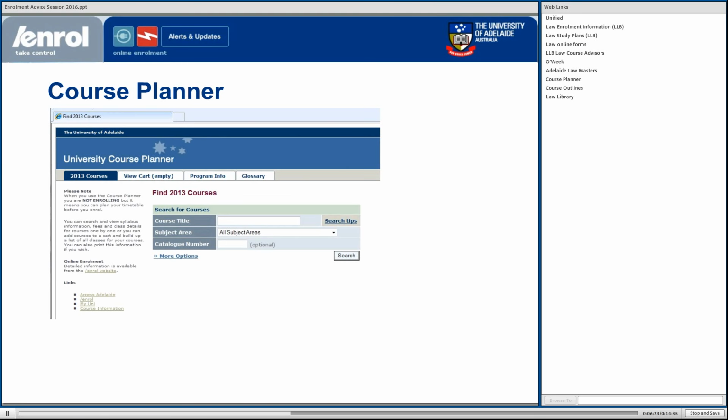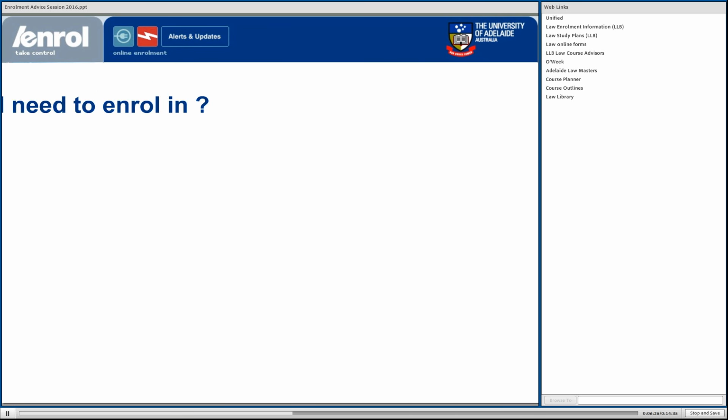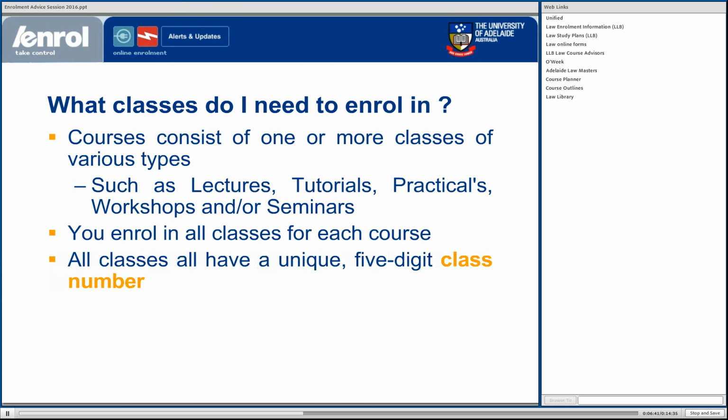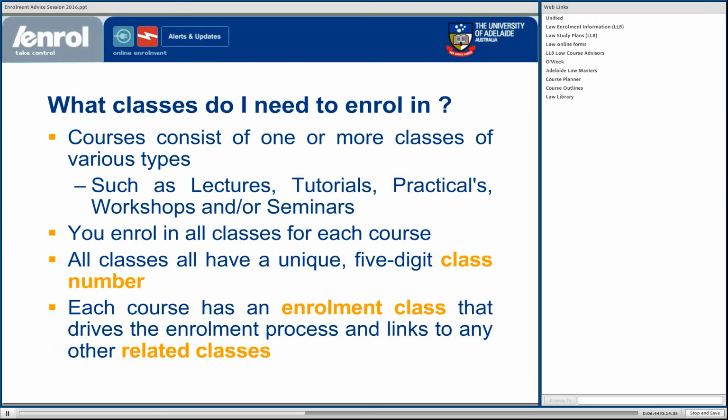Alright, so we'll just switch back to the presentation. So as I mentioned, sometimes the classes will be called lectures, sometimes they're seminars, sometimes they're tutorials. In some of your classes you'll have small group discovery as well. So just have a look on course planner and it'll explain each of them. Each class has a unique 5-digit class number, so no class numbers are the same. There's an enrolment class and a related class. So most of the time your lecture is your enrolment class and your related class is what you need to choose in your seminar or your tutorial.